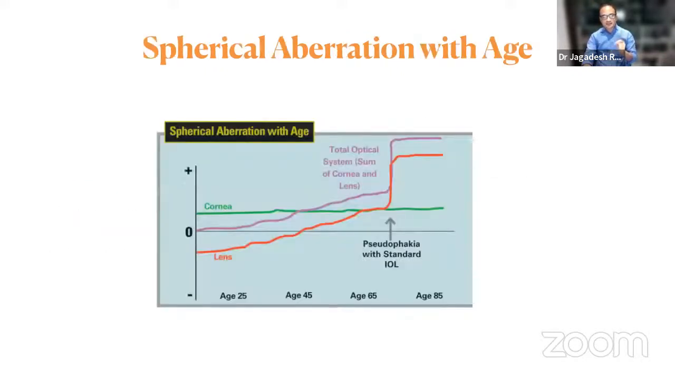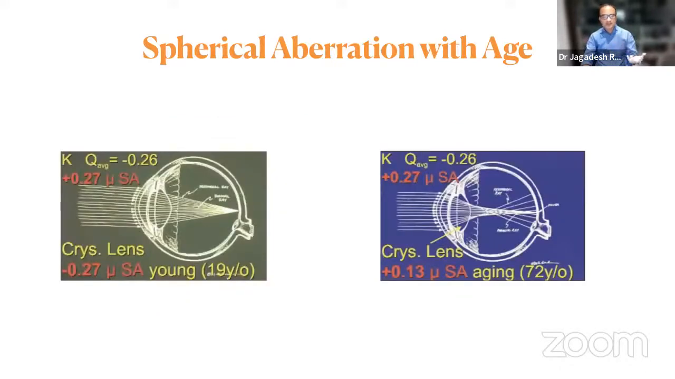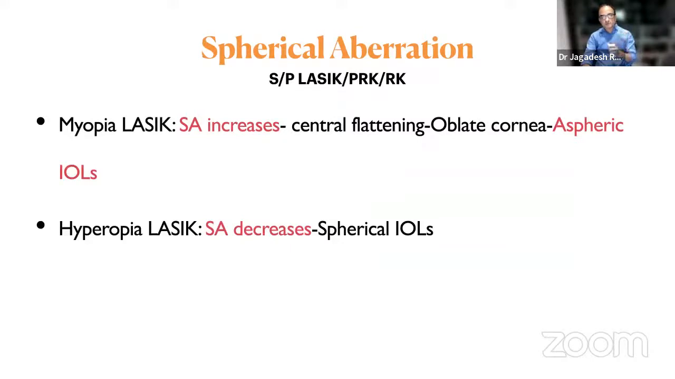If you look at this graph, it shows that corneal spherical aberration stays constant, whereas lenticular aberrations keep increasing with age. And hence, in order to neutralize that, you need to look at a different type of lens. This is a schematic diagram. On the left, you see a 19-year-old where the spherical aberration of the cornea of 0.27 microns is being neutralized by the lens. But on the right, you see a schematic diagram where the lenticular aberration has changed with age, and hence it's not neutralizing and it's adding up to the spherical aberration and thus affecting the quality of vision.